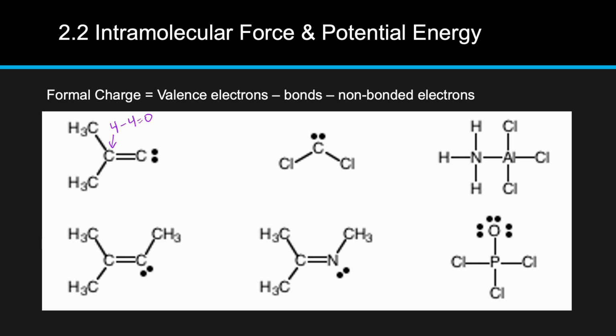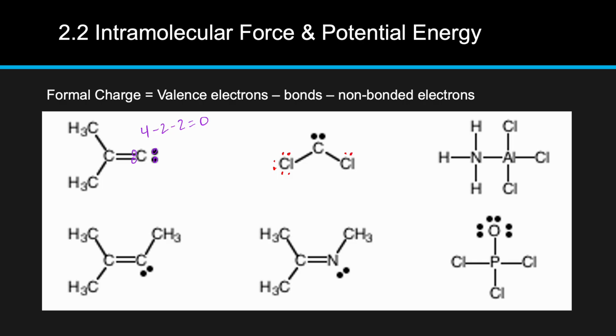So you can assume that if it's bonding how it's supposed to, like we just went over, you do not have to calculate it. So let's look at the other carbon on this molecule that is clearly not bonding the way that it's supposed to. We have carbon with 4 valence electrons minus its 2 bonds minus its 2 non-bonded electrons gives us a formal charge of 0. So this molecule, even though it's not bonding how it's supposed to, does have an overall formal charge of 0.